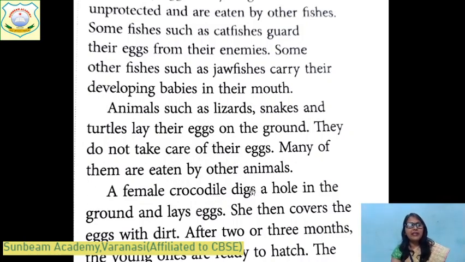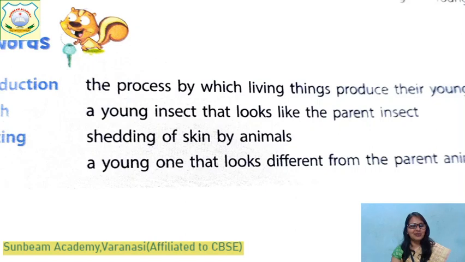Now I told you about the female crocodile: she digs a hole in the ground and lays eggs. And she then covers the eggs with dirt. After 2-3 months, when the young one is ready to hatch, the mother crocodile removes the dirt and helps the young one to come out.